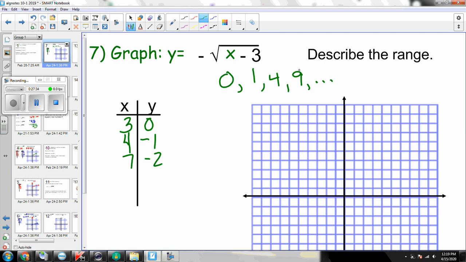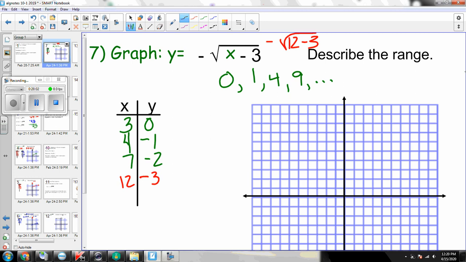Next, I can let x be, let's see, I'm trying to make 9. So what do I subtract 3 from to get a 9? Well, that would be a 12. So I'd have negative square root of 12 minus 3, because 12 minus 3 would be 9. So if I put 12 in for x, I got 12 minus 3, 9. The square root of 9 is 3, but I multiply by a negative, I'd get negative 3.